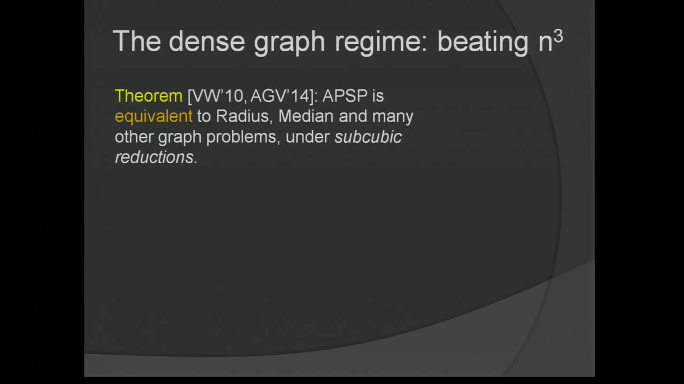Okay, so we've shown that in the dense case, two of the parameters we discussed are actually equivalent to all pair shortest paths in the sense that if you had an n to the 3 minus epsilon algorithm for one of the problems, then the other problems also have an n to the 3 minus delta time algorithm.